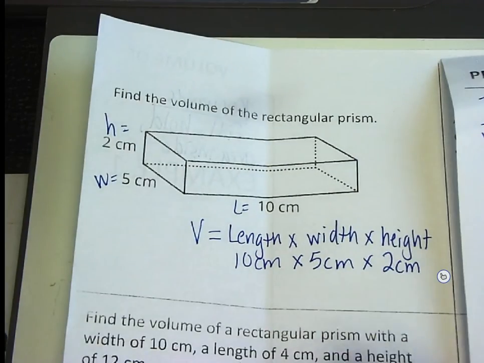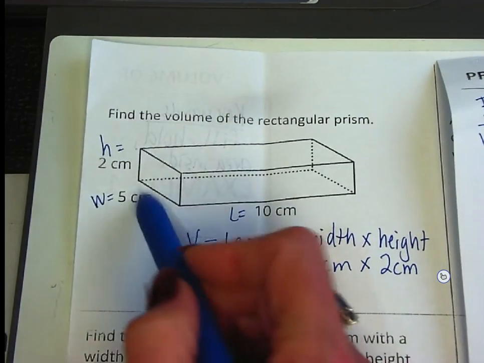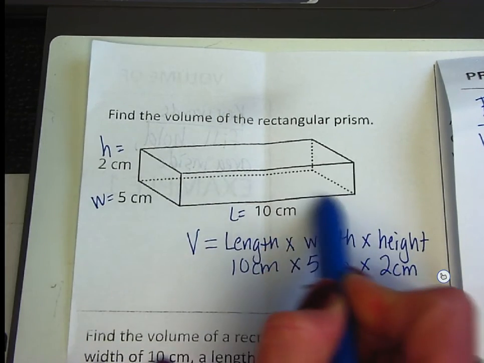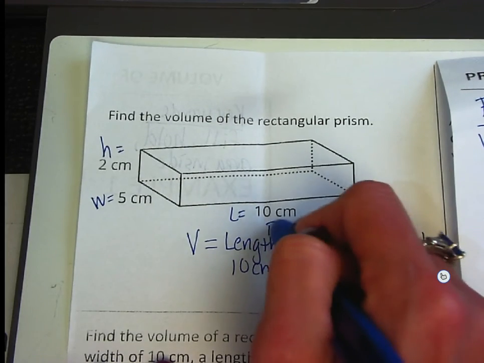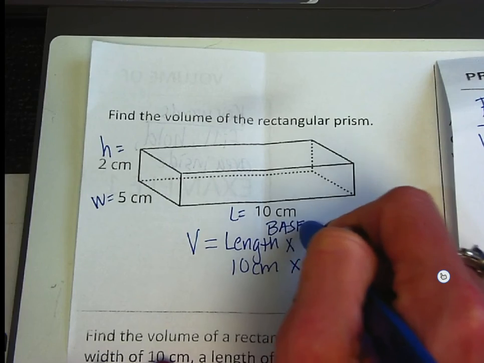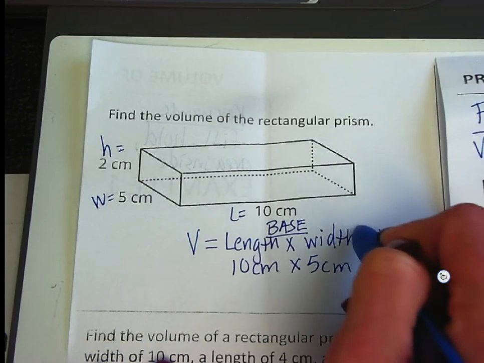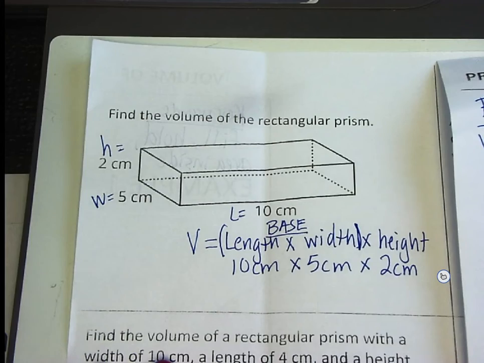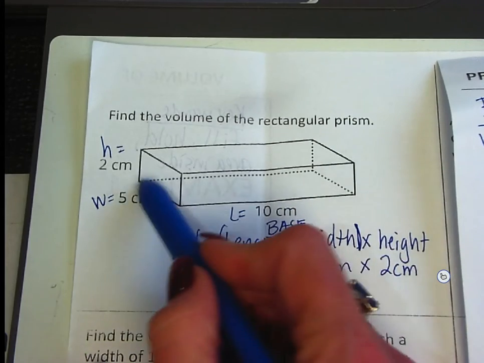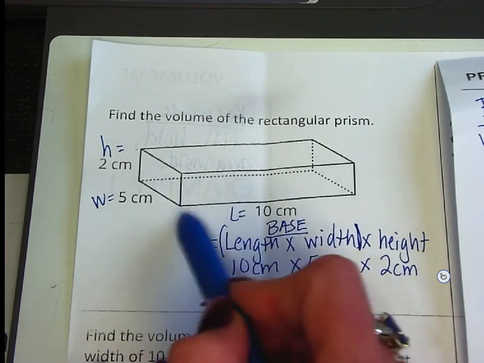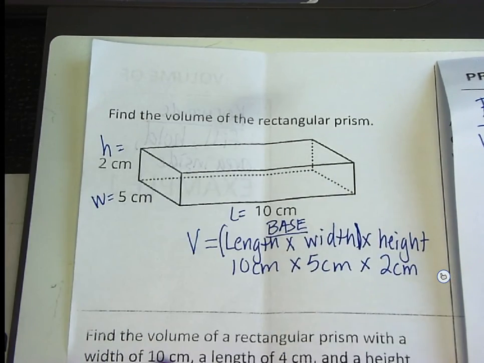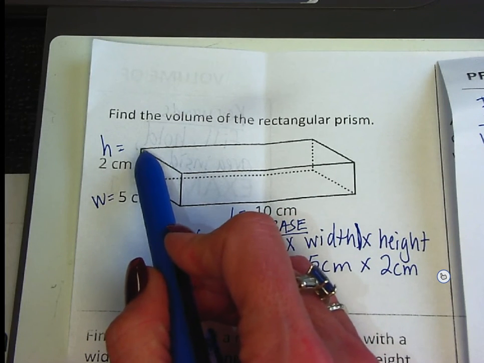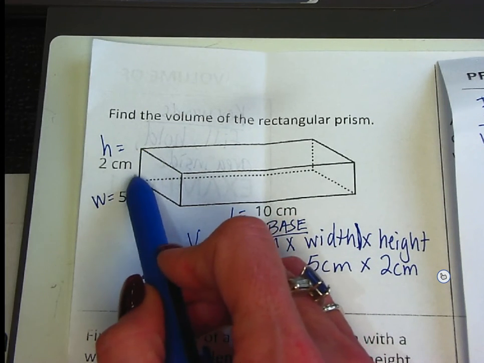So to find the volume, you're finding the area of the base. The length times width is the base of the shape. That 10 times 5 is also known as the base. Go ahead and write that there. That's really important. That's the length and the width. If it was just a rectangle, it would be 10 times 5. But it's a three-dimensional shape, so we're going to have to multiply it by the 2.